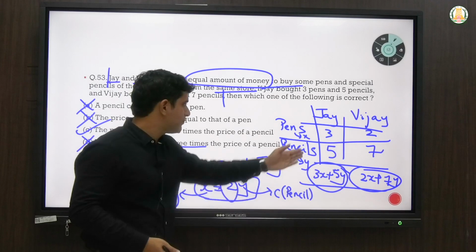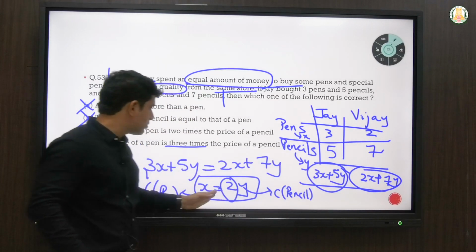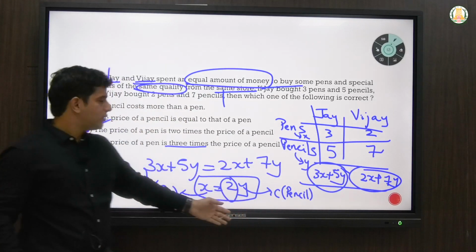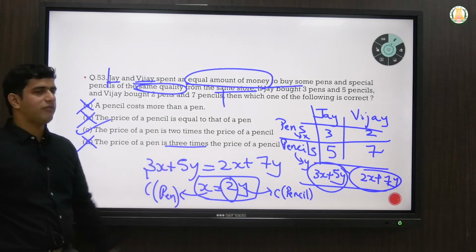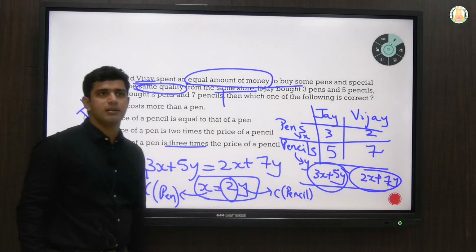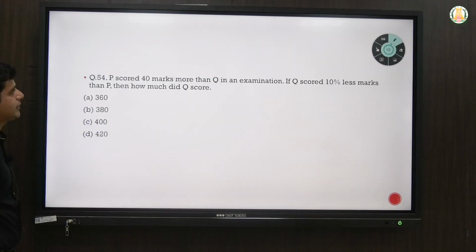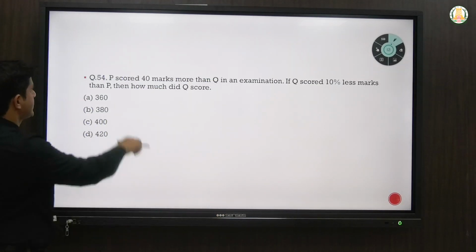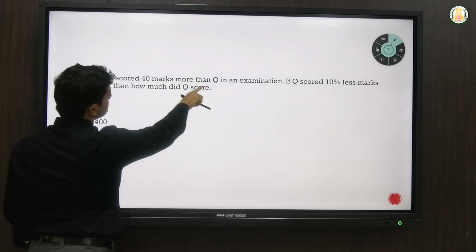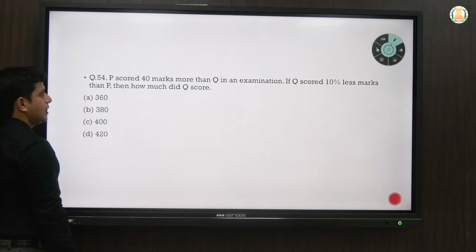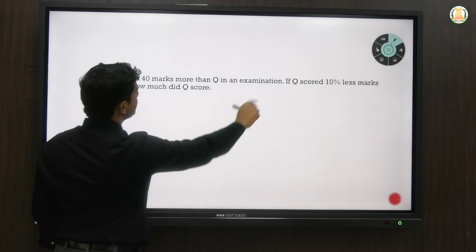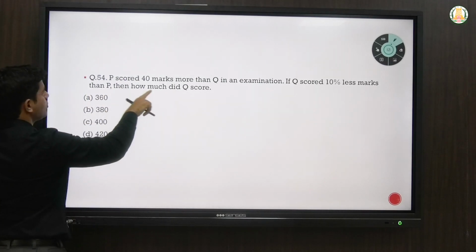Slowly they'll get evolved. So you don't know x and y, but you got to know there is a relation between them. So now you can say, okay, if x is 10, y will be 5. If x is 20, y will be 10, like that. So if you don't know, assume it. Again, this is some kind of a relation. So it says P scored 40 marks more than Q in an exam. Okay. If Q scored 10% less marks than P, then how much did Q score?